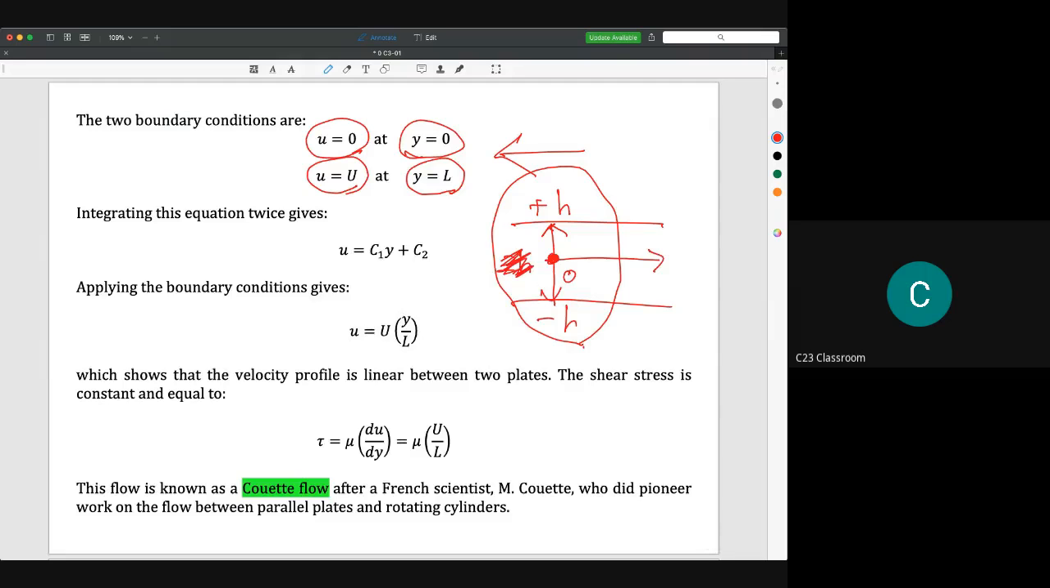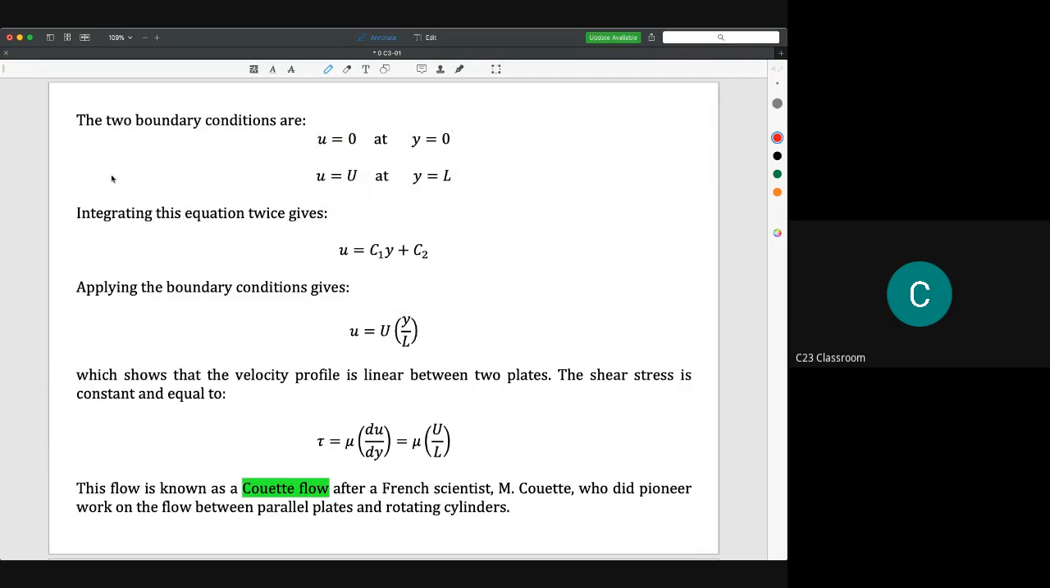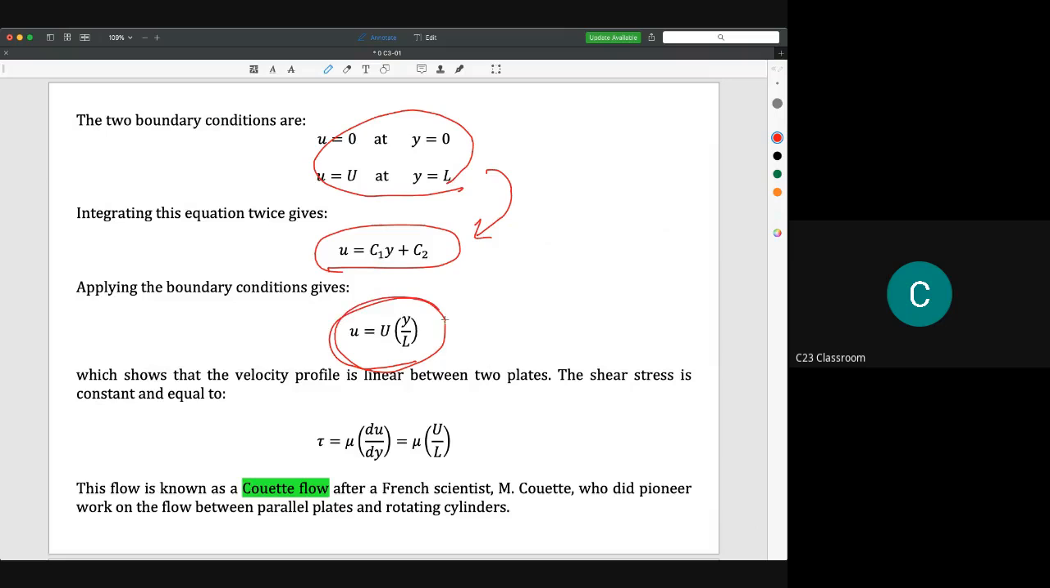So I simplified the integral process. In the previous note, we have that one. If you integrate this equation twice, you will get u equals C1 y plus C2. Then if you substitute the velocity at the boundary condition here into this equation, you will find that u is equal to U times y over L. So this is the velocity distribution of that situation.